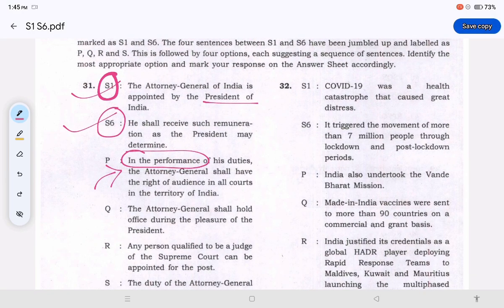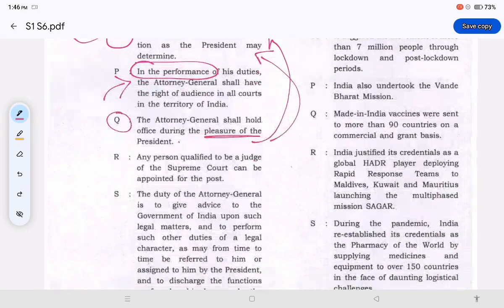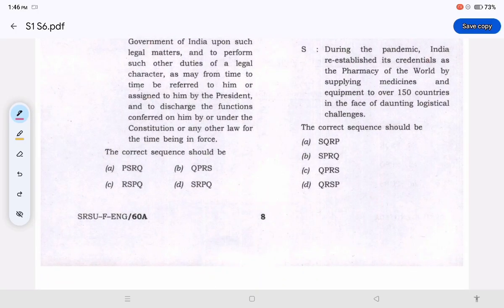Now when you read this particular sentence, that he shall hold office during the pleasure of the President, this certainly reminds me of sentence S6. After this you can write that he shall receive such remuneration as the President may determine. The Attorney General is holding office during the pleasure of the President, and the remuneration is also determined by the President. So these two feel connected. So for me, in the back of the mind, I have that okay, Q can come before S6. So I will check the question.